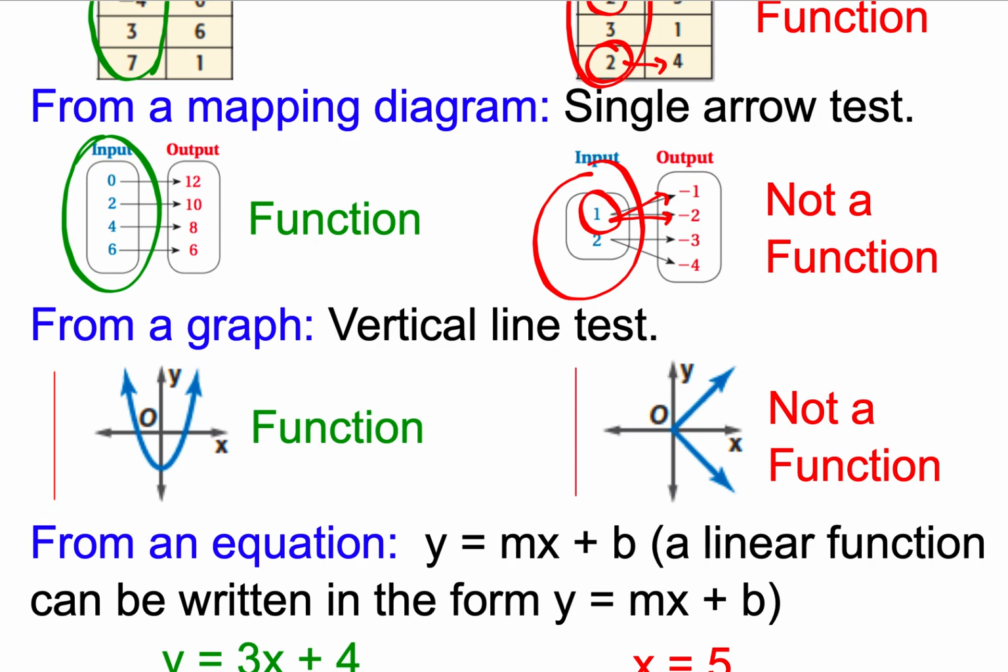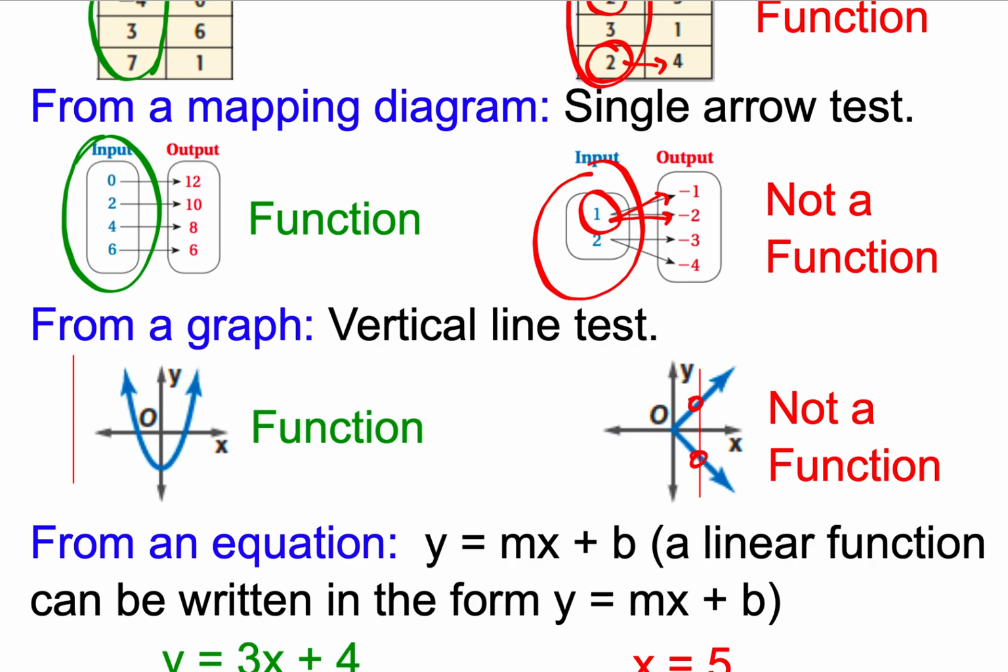From a graph, you use what's called the vertical line test. I can take a vertical line and pass it over my graph, and if it never crosses the graph more than once at a time, it's a function. That's a function. If I do pass it over and there is a time when it crosses the graph twice or more, then it's not a function. This is an example of a non-function.